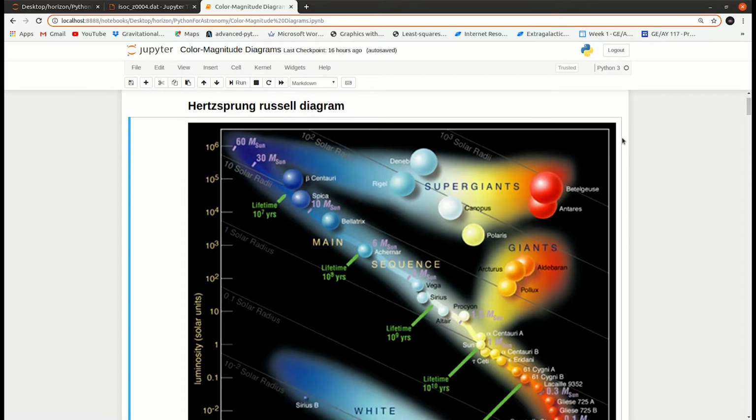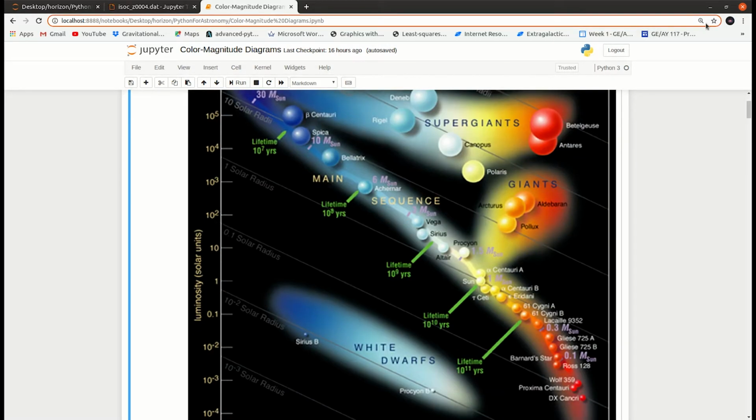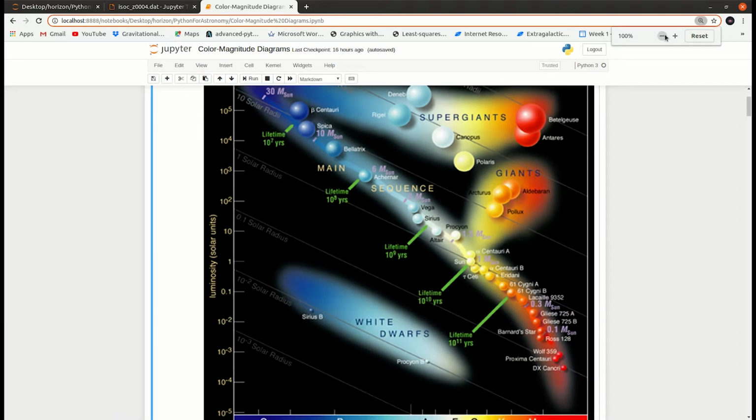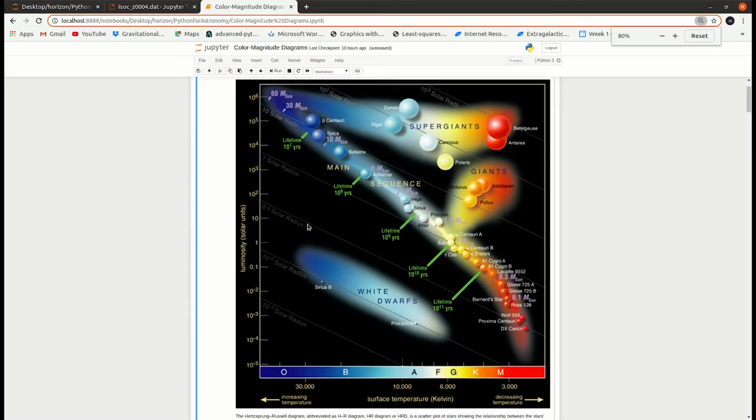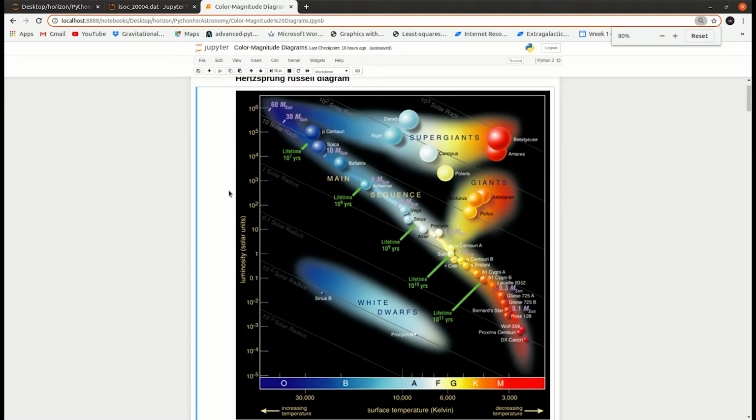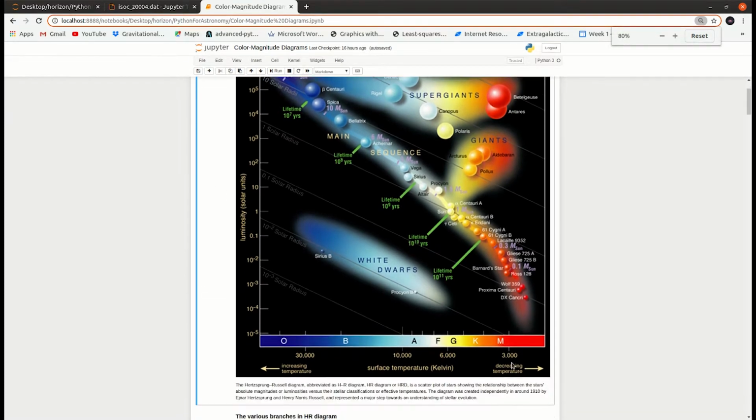So the HR diagram, or the Hertzsprung-Russell diagram, is essentially the same as the color magnitude diagram. They are equivalent to each other, but there are some slight differences. First of all, the HR diagram is essentially a scatter plot. Just zoom out a bit. So you can see that this is just a scatter plot of the luminosity, which is on the y-axis, and the surface temperature on the x-axis.